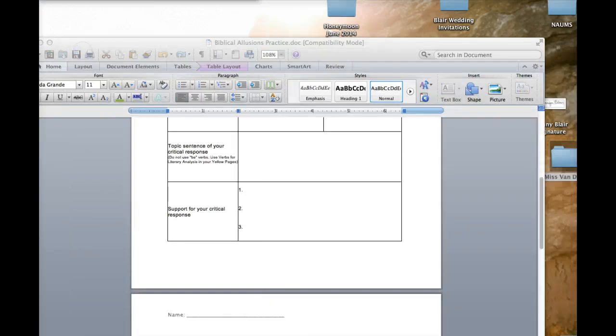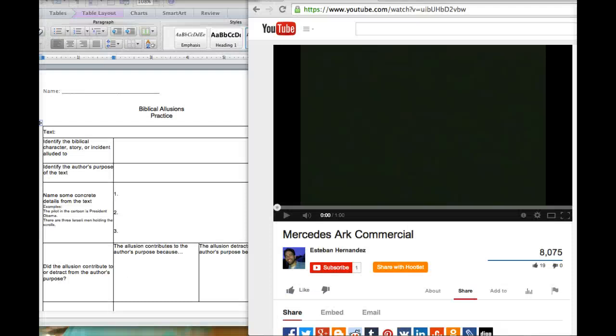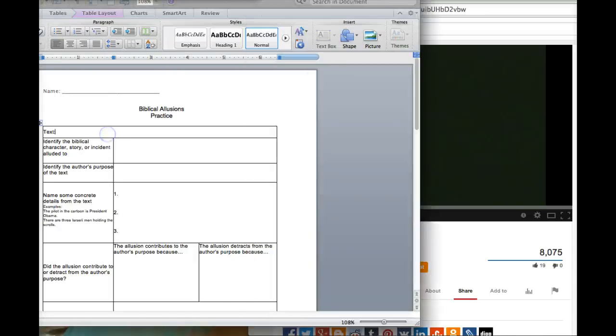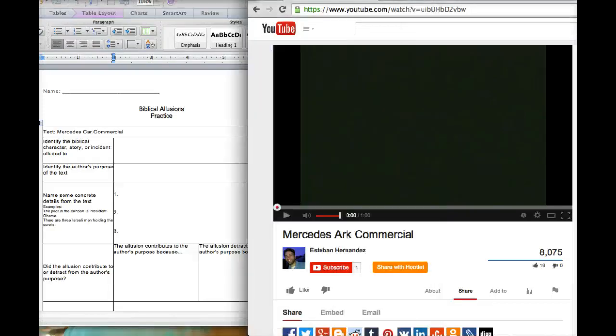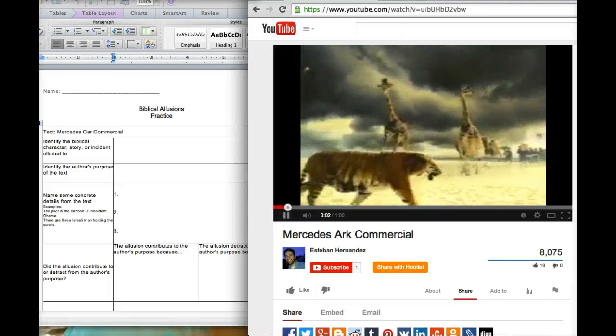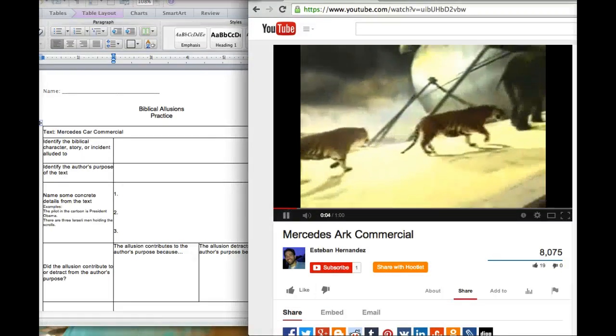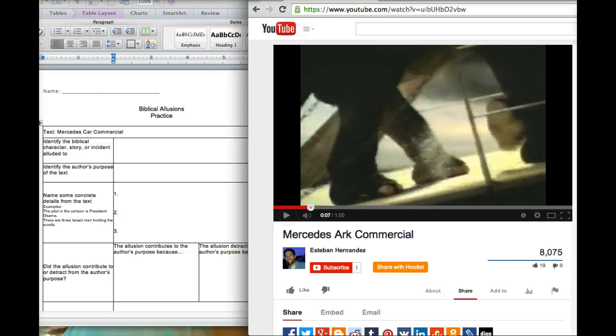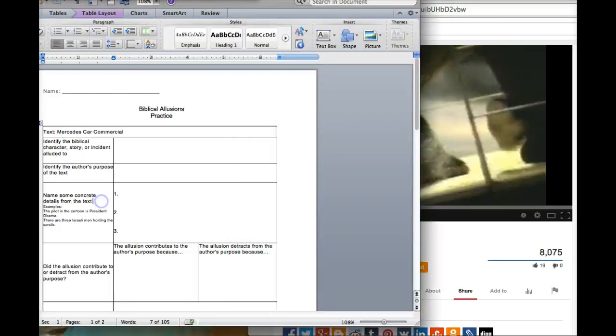And let's look at an example. So here's our example. I'm going to show you a Mercedes commercial and then walk you through how to fill out a practice sheet. And so at the front where it says text, we're going to say Mercedes car commercial. Okay, and we're going to fill out these boxes. So here we're going to write down just concrete details. So we're going to skip down to this box, name some concrete details, and you'll have more than this.